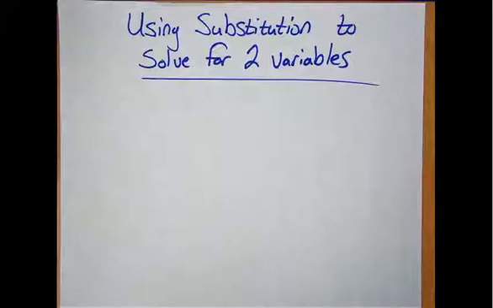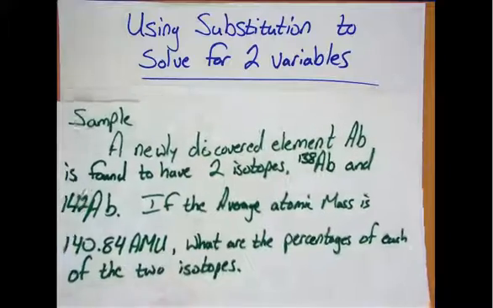Welcome to today's quick mini lesson on how to use substitution to solve for two different variables. This algebraic technique may come in particularly good use when we are attempting to calculate the percent abundance for two isotopes of the same element. So let's take a quick look at our sample problem first.